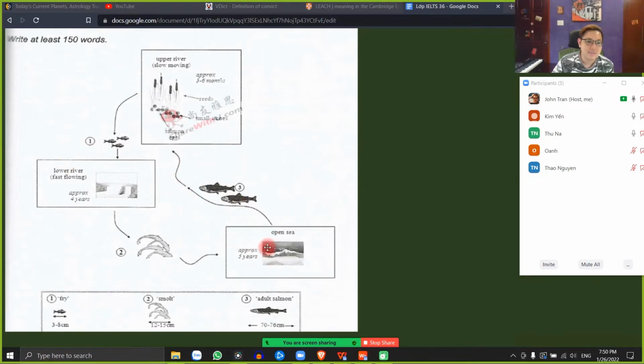And you can see here they explain what 1, 2 and 3 are. So basically 1, 2 and 3 are the stages of the fish, of the salmon's development.